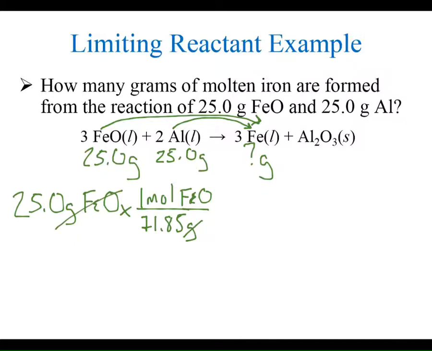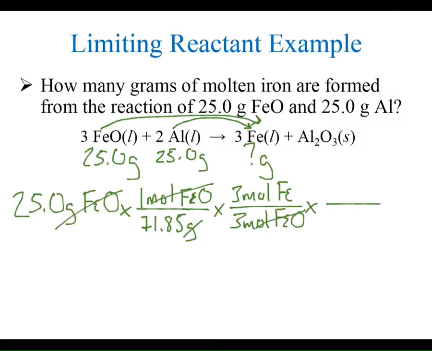But I'm trying to get to what? What's my goal? Grams of what? Molten iron. Just iron. So I'm trying to turn FeO into Fe. So how do I relate FeO to Fe? What is it in this case? Yeah, 1 to 1, but 3 to 3. So I was going to just put 3 to 3 just to use the actual ratio. So for every 3 moles of FeO, I make 3 moles of Fe.